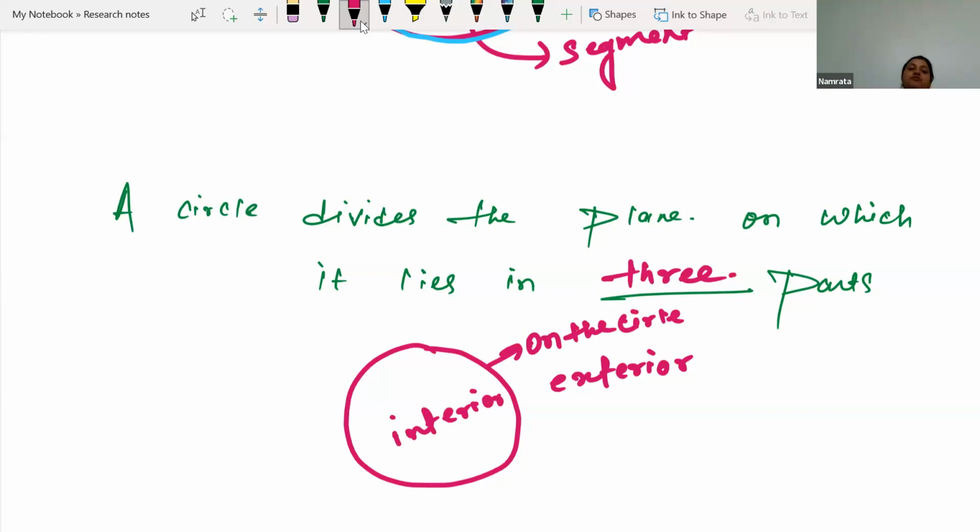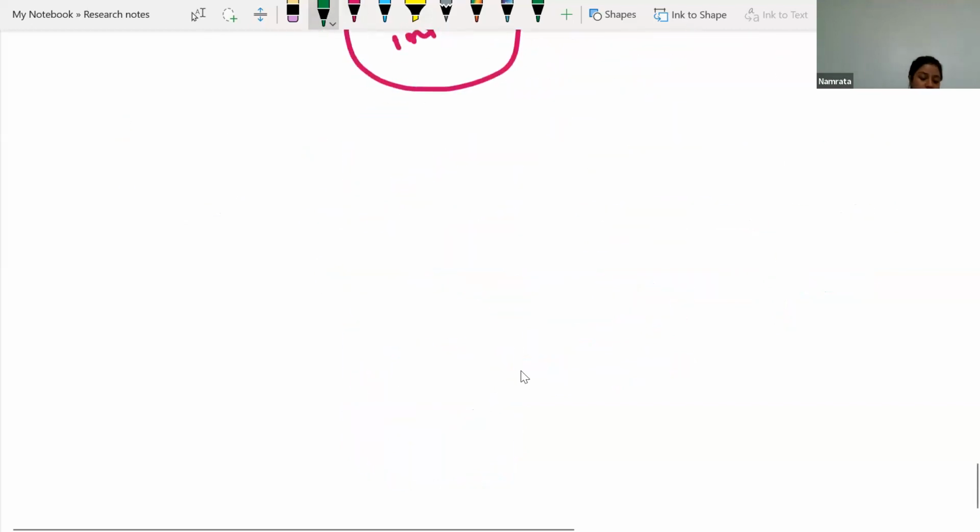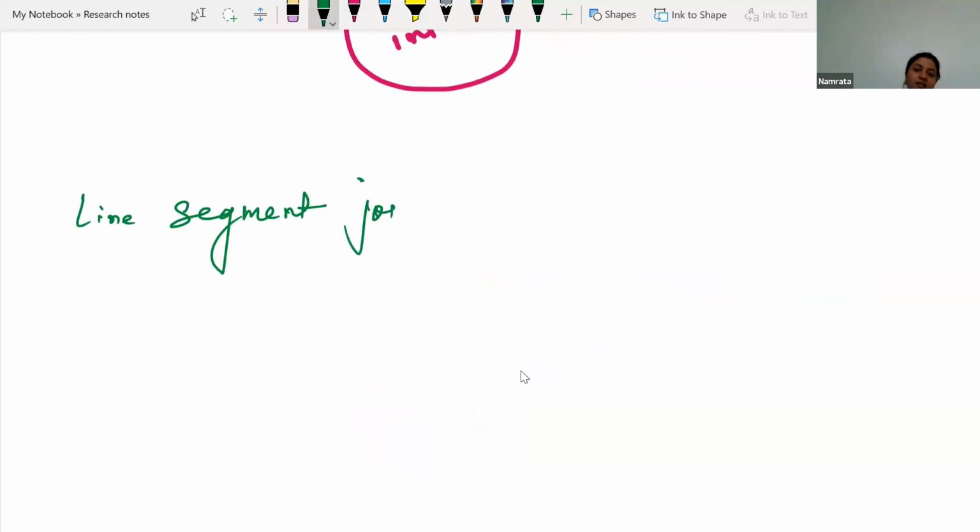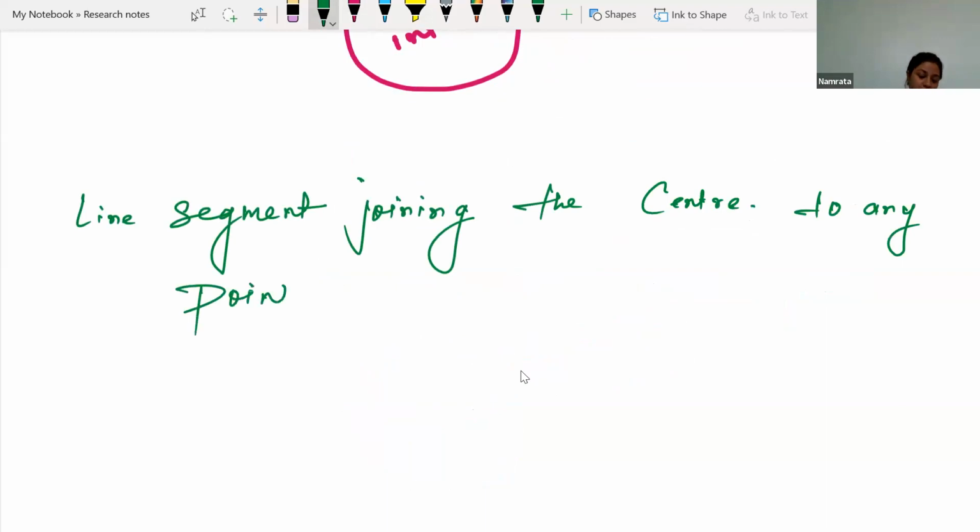Okay, now a few true false questions are there. Let's go through them quickly, and then we'll be starting a few theorems. The first one says: line segment joining the center to any point on the circle is a radius of the circle.